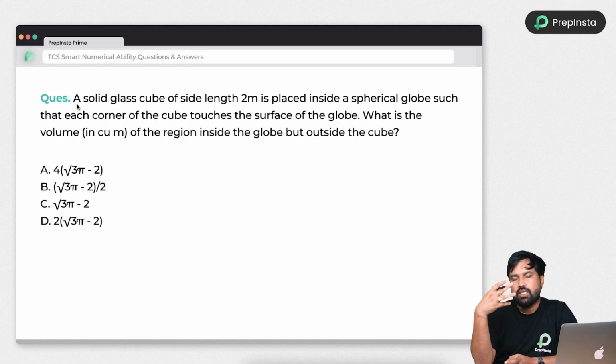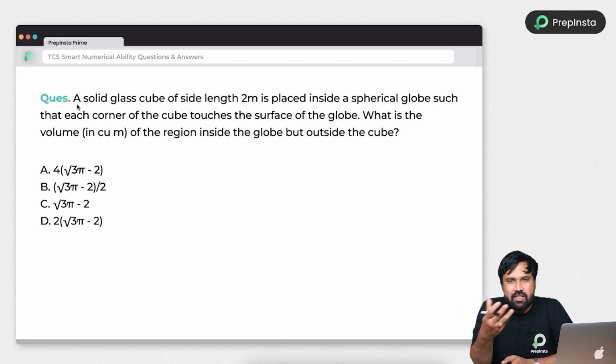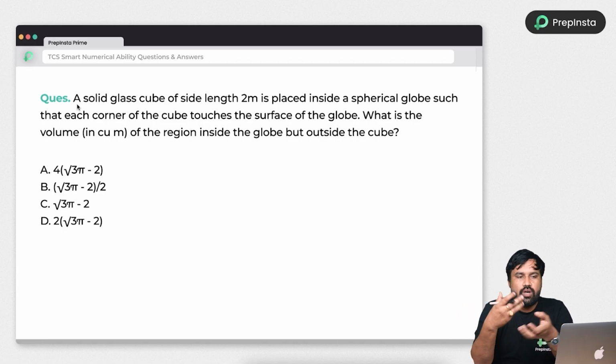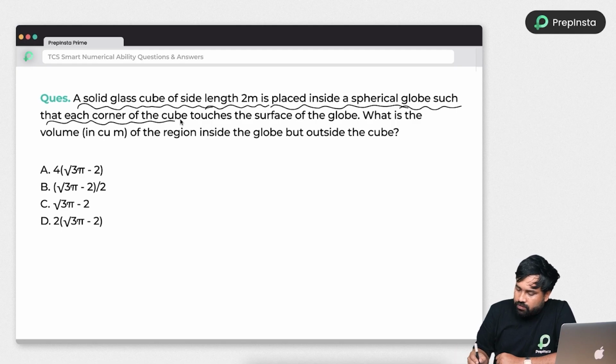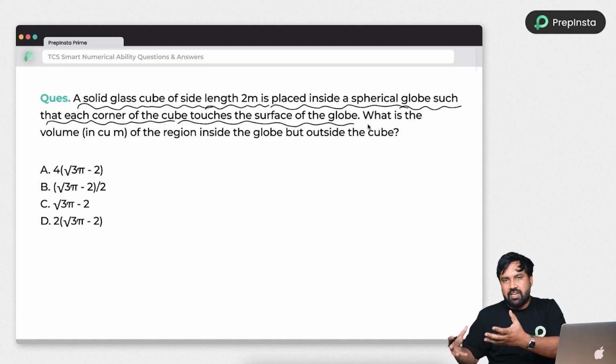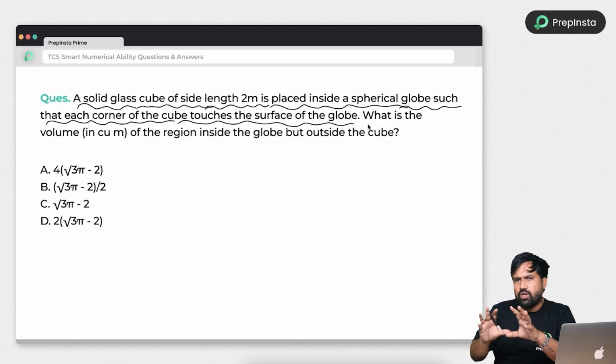This is not a high level question, but still they are trying to test how the students are preparing, right? A solid glass cube of side length 2 meters is placed inside a spherical globe such that each corner of the cube touches the surface of the globe. Guys, here I can't draw the 3-dimensional overview, so I would like to draw to give you some idea on this problem.